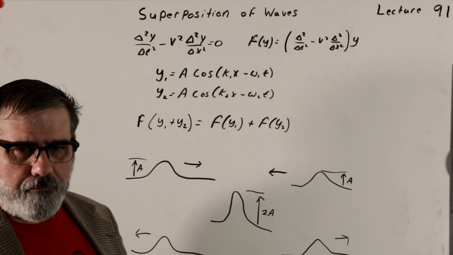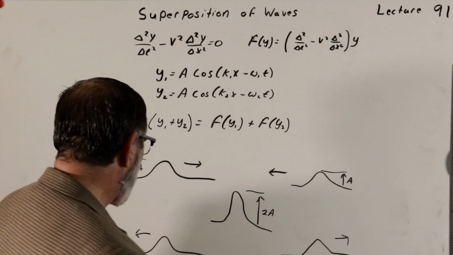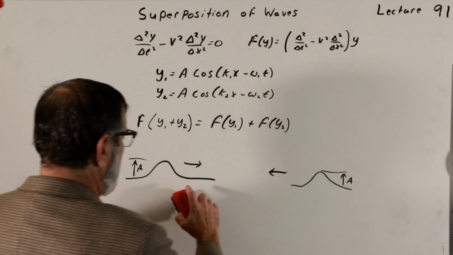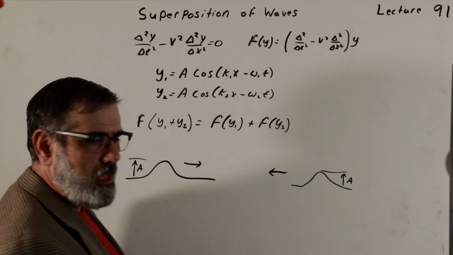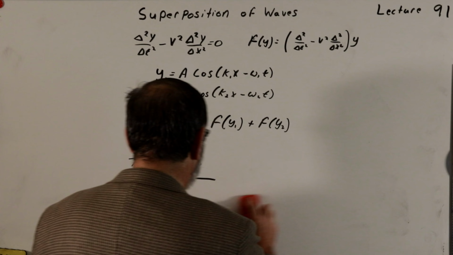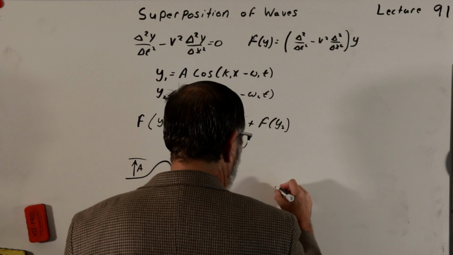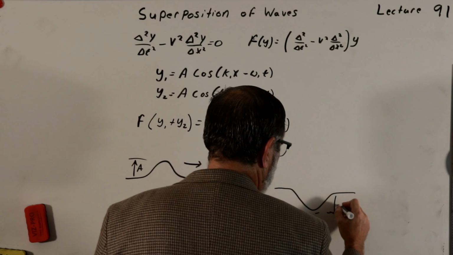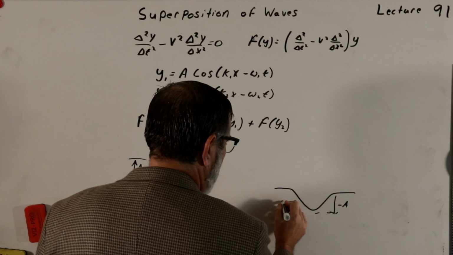So let's look at something a little bit different, but kind of weird, right? Let me get rid of this. And instead of having the opposite going wave being of the same amplitude, let me make it exactly the opposite amplitude. So the wave that is approaching it is like this, where this is a displacement of minus a, okay, and traveling in this direction.